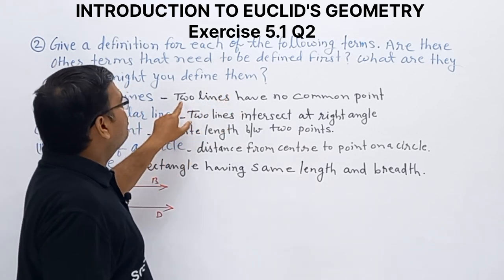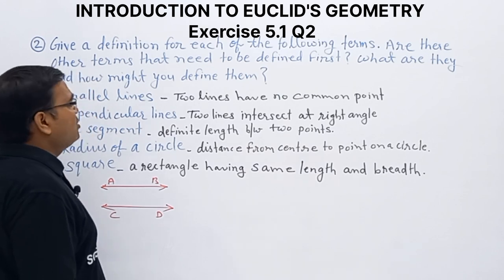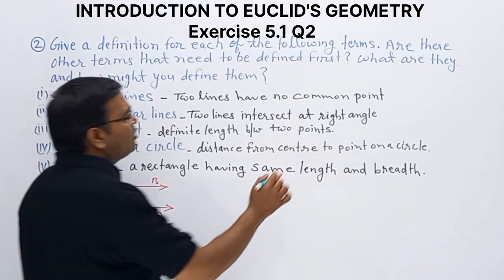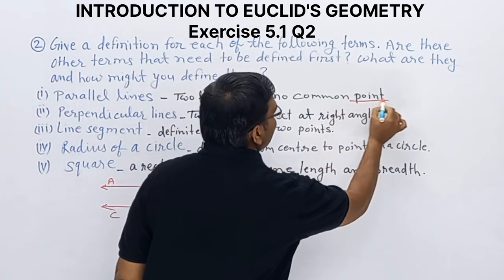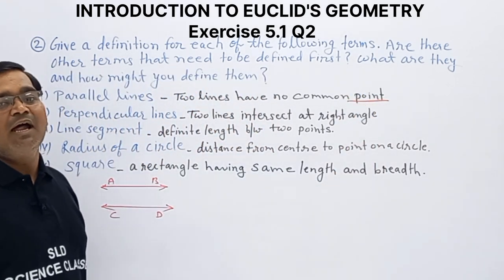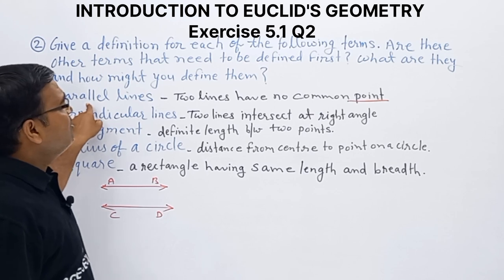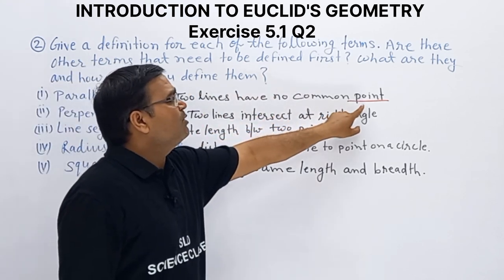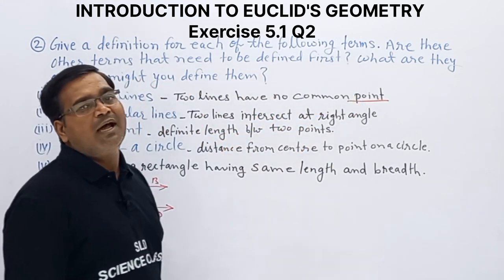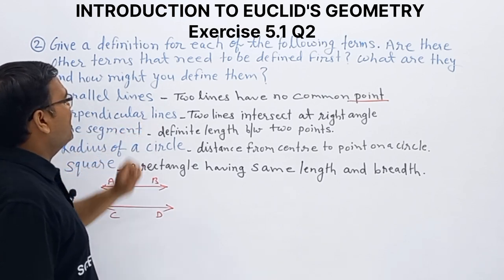Parallel lines are two lines having no common point, in which we are using the term point. This term is undefined. So in the parallel line definition we are using the term point, and this one is undefined. Clear?